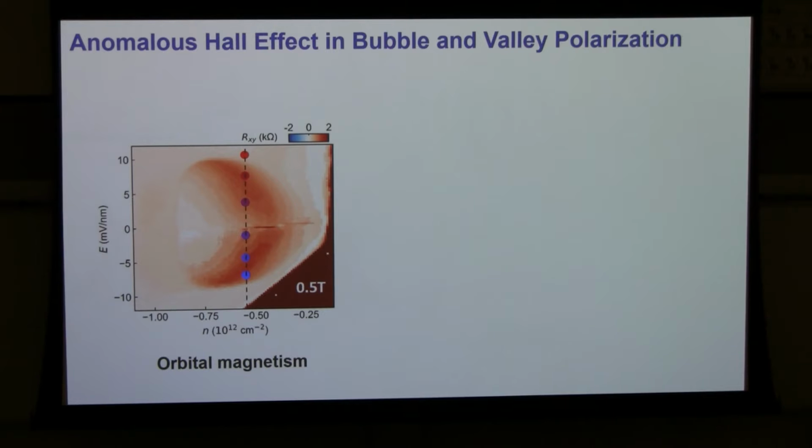Excuse me. Half a Tesla? I don't understand this picture. So this lower corner, is the whole thing half a Tesla? I'm sorry. This triangle here is due to bad contact, so you should ignore that part. But this whole map is taken at 0.5 Tesla.